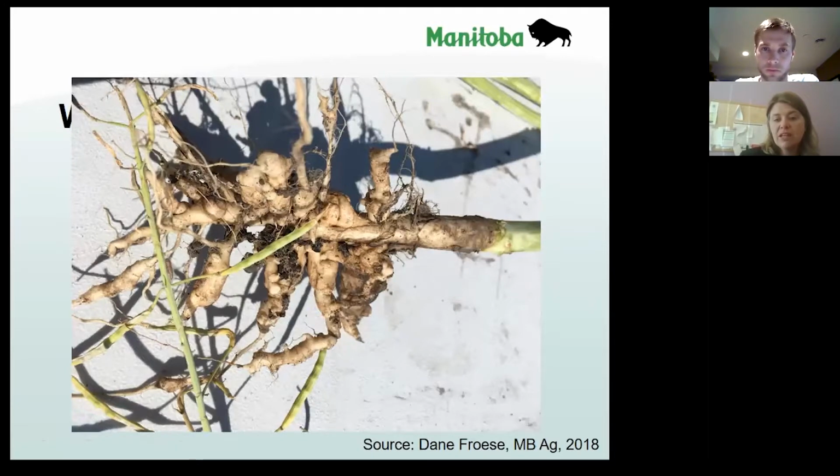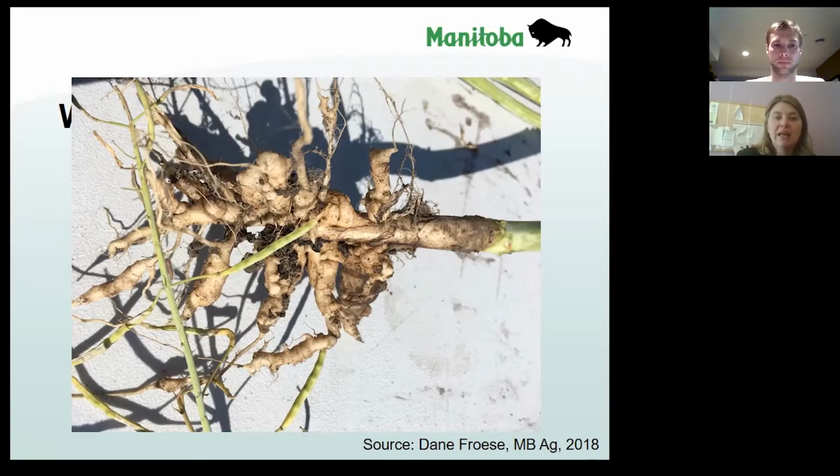So just to give you an idea of what clubroot looks like, you've probably seen pictures of it. This is from Manitoba this summer. Dane Fraze took this picture at a field that we went to investigate. It was actually at a producer that was having a field day. He went to go put up his signs.